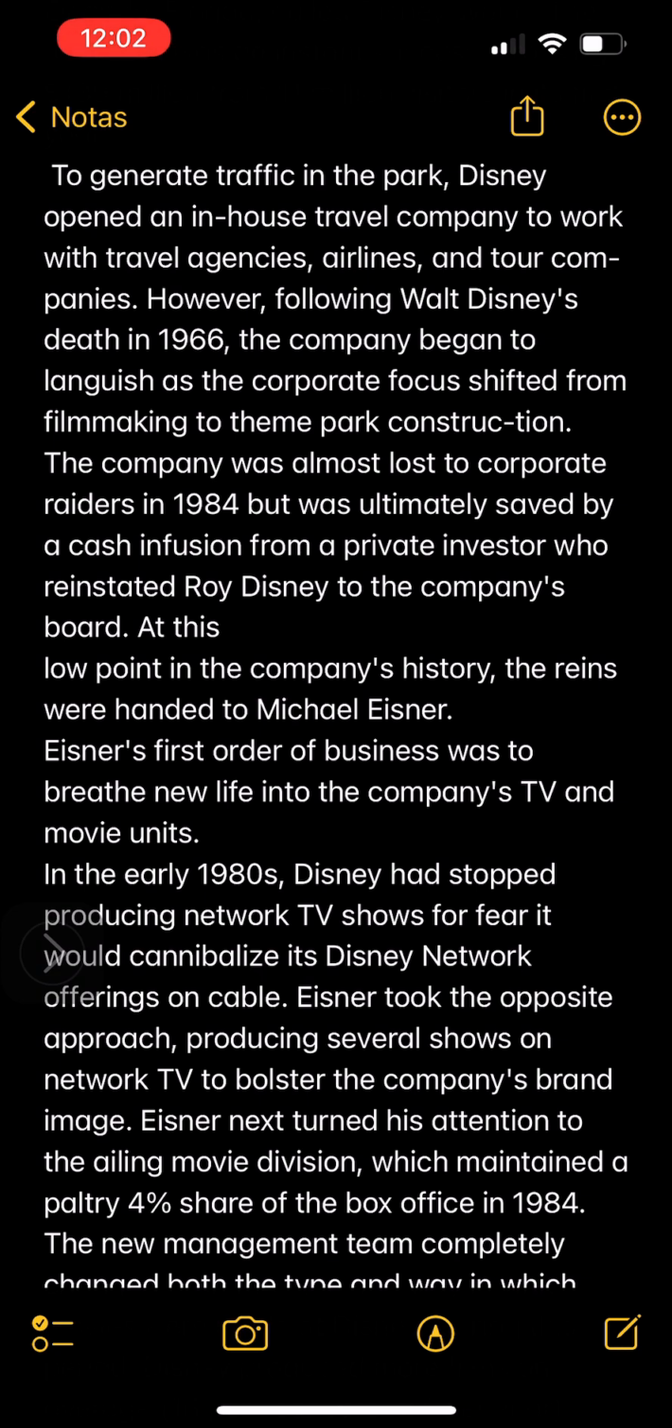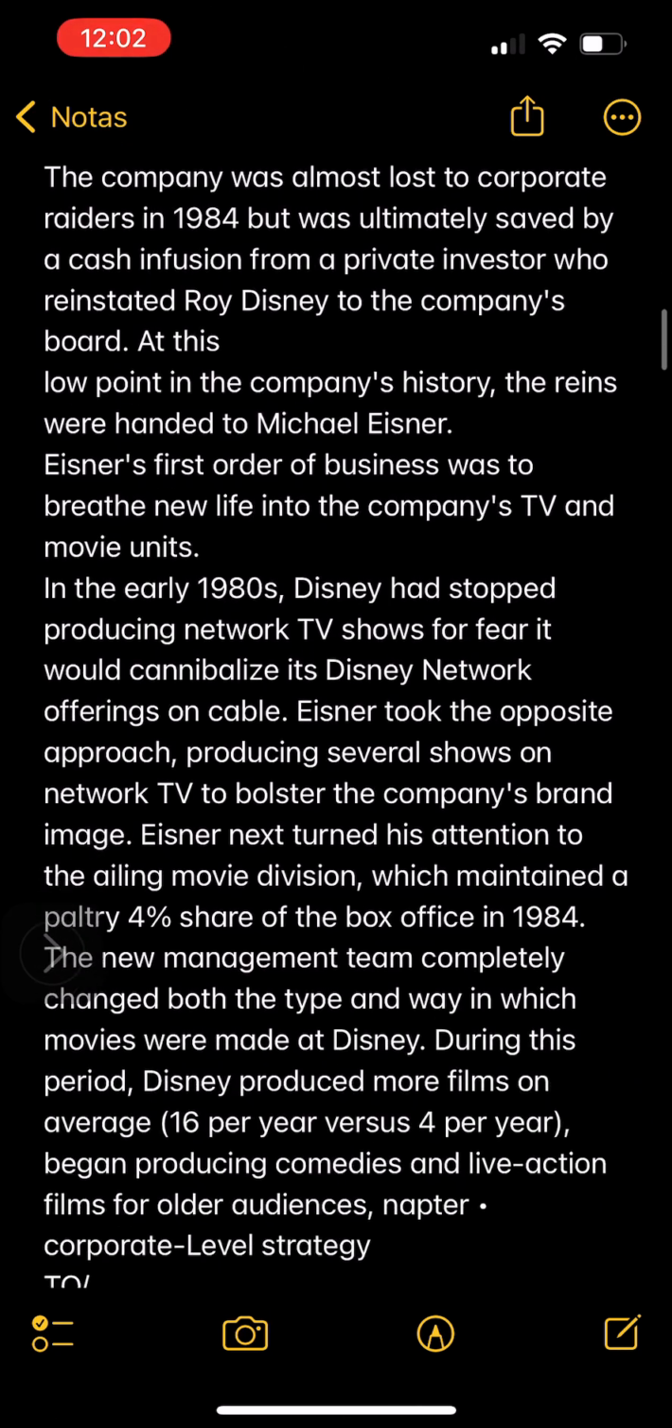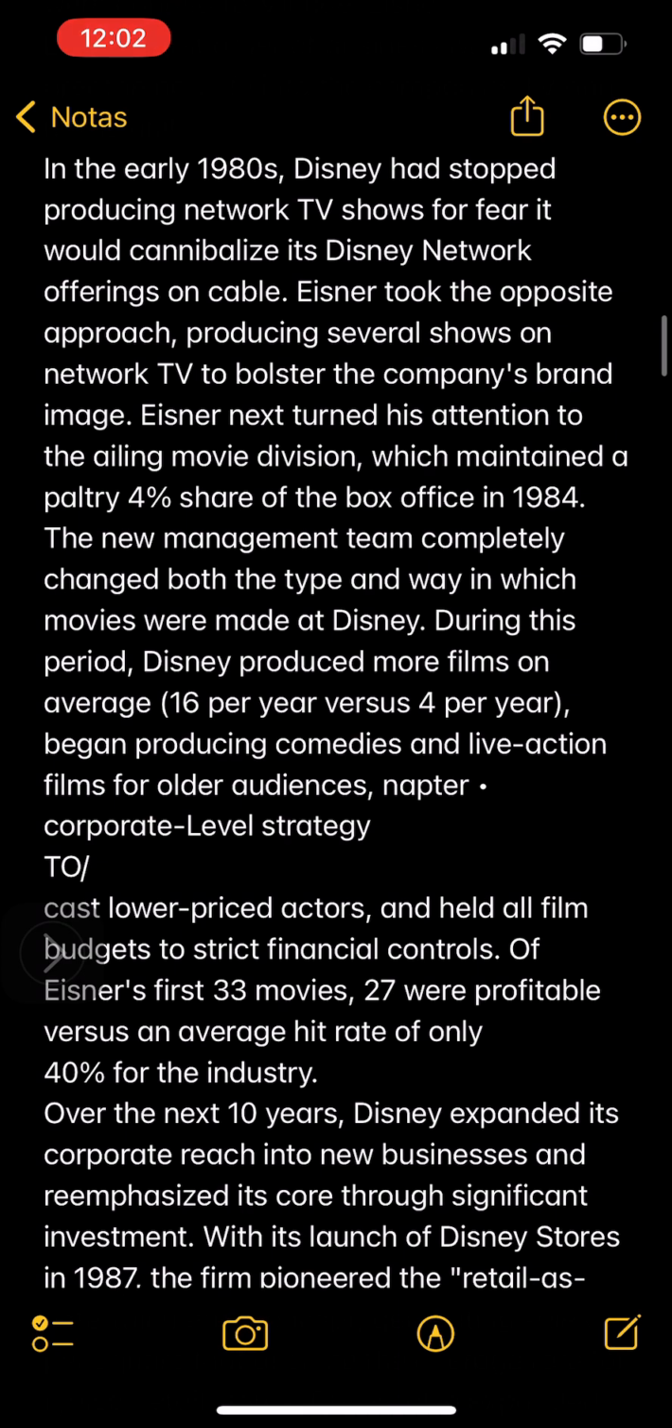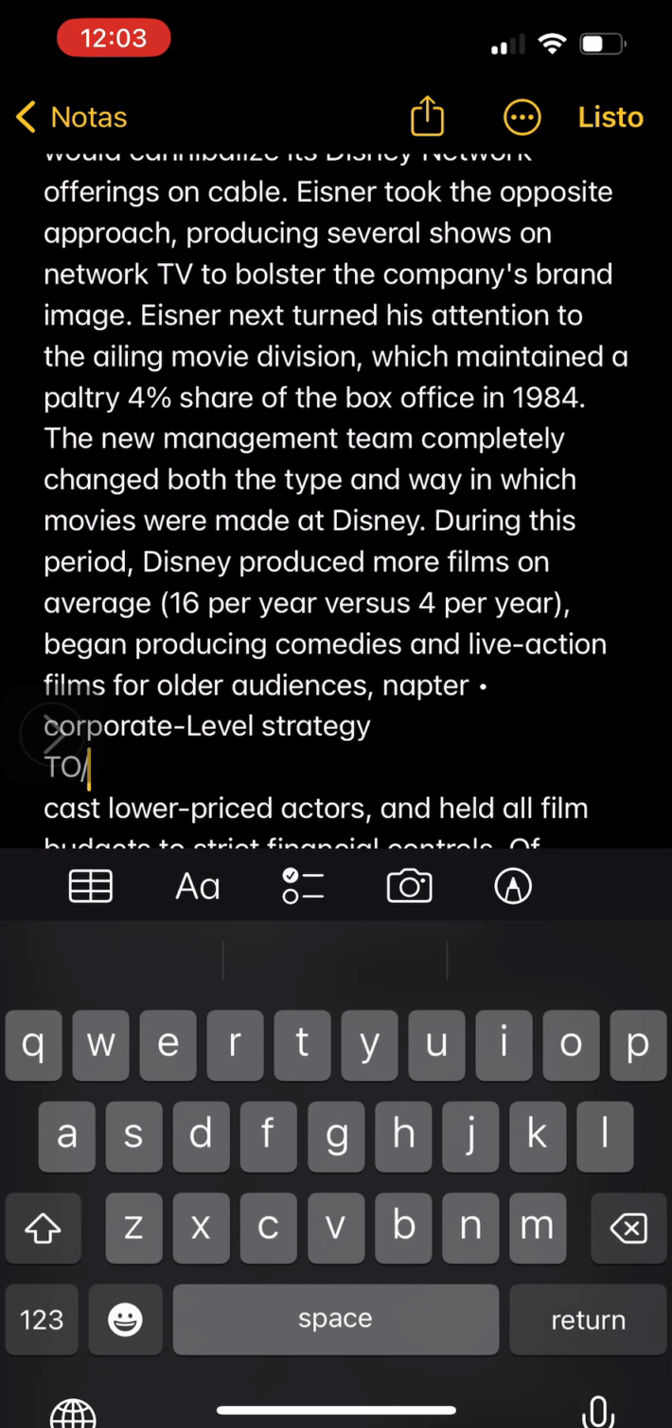Eisner's first order of business was to breathe new life into the company's TV and movie units. In the early 1980s, Disney had stopped producing network TV shows for fear it would cannibalize its Disney Network offerings on cable. Eisner took the opposite approach, producing several shows on network TV to bolster the company's brand image. Eisner next turned his attention to the ailing movie division, which maintained a paltry 4% share of the box office in 1984. The new management team completely changed both the type and way in which movies were made at Disney.